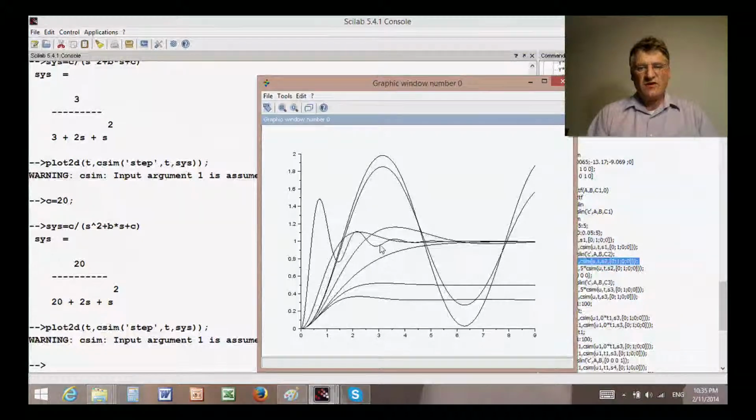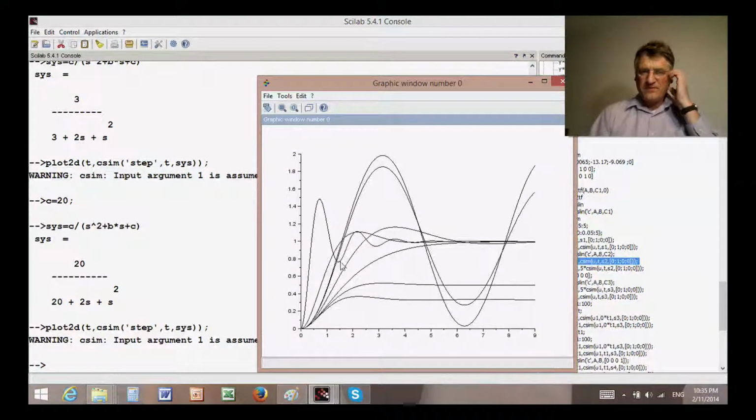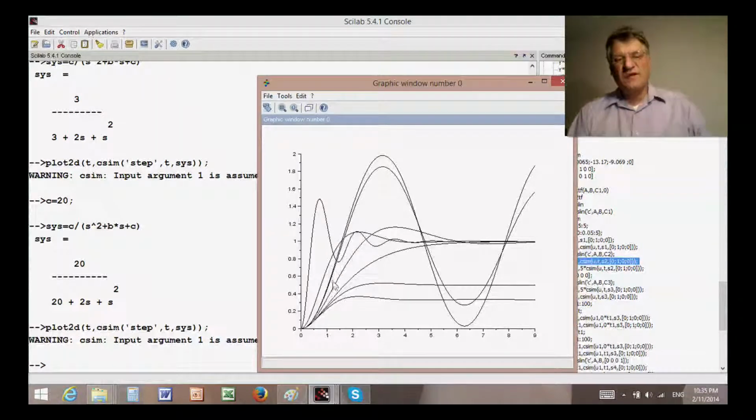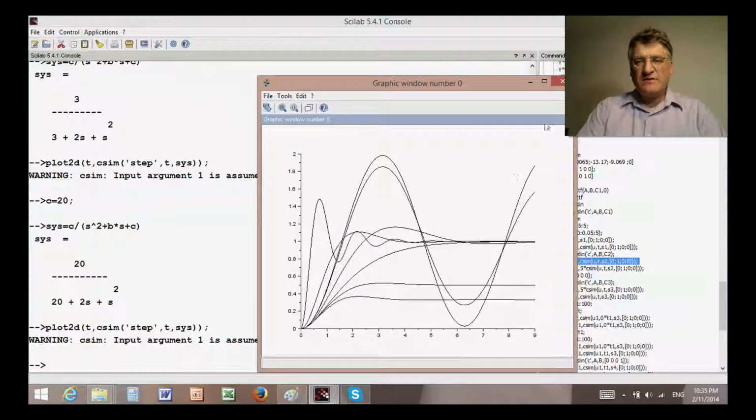The system oscillates faster, and it responds otherwise pretty much like its neighbor when C was lower. So let me clean that picture and do a few more experiments.